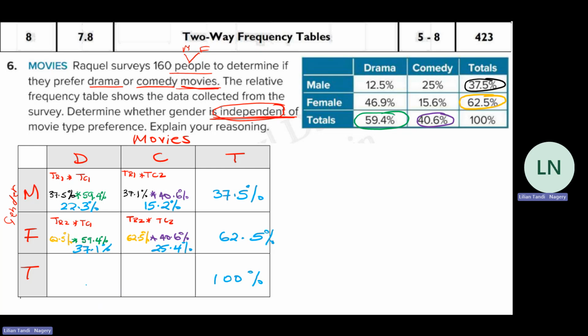37.1. That gave me 59.4%. And then 2 plus 4 is 6. 5 plus 5 is 10. I carry 1. And then 2 plus 2 is 4. So 40.6%.